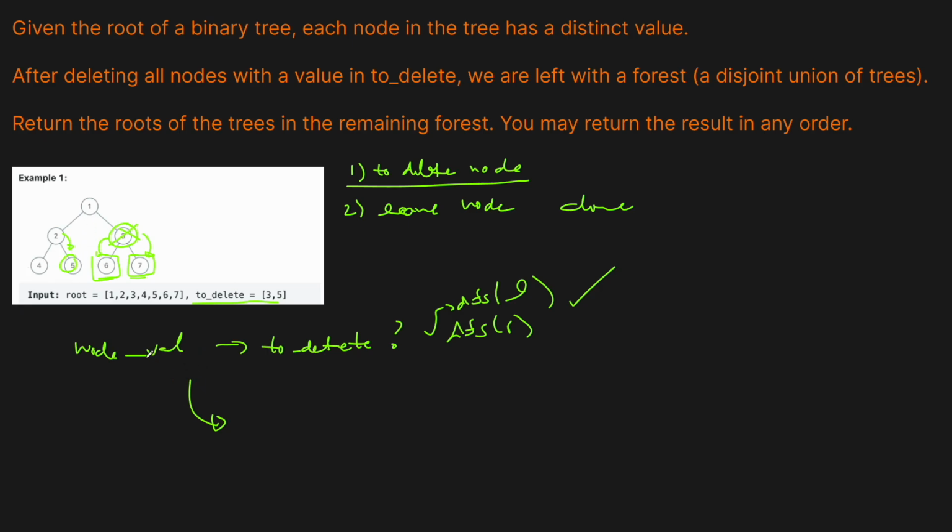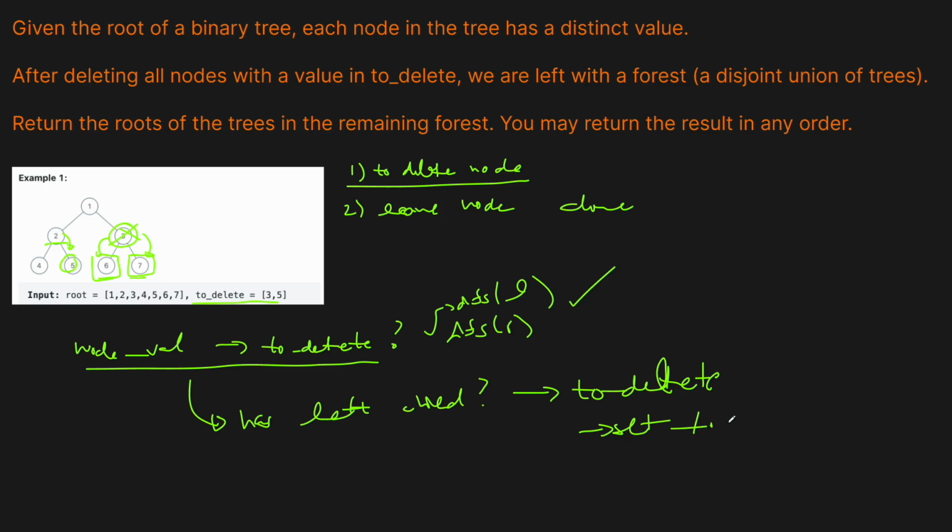So, what we're going to do is, if the current node that we're processing, we established that it's not to be deleted, now we're going to check, has left child. So if it has a left child and that left child is also in toDelete, then what we want to do is actually set that value to null. And after we set it to null, then we want to kick off the DFS of that left child to basically figure out if we can form any other trees, right?